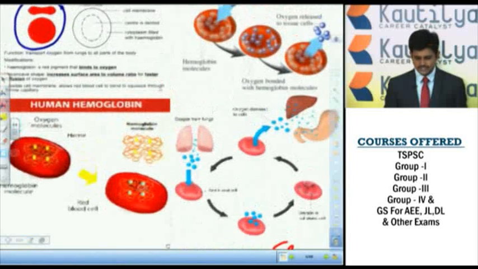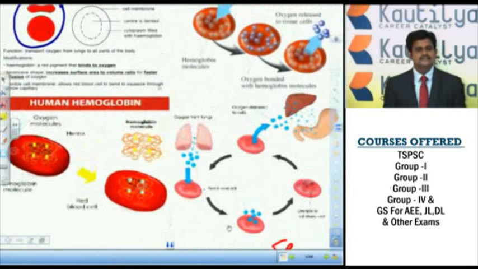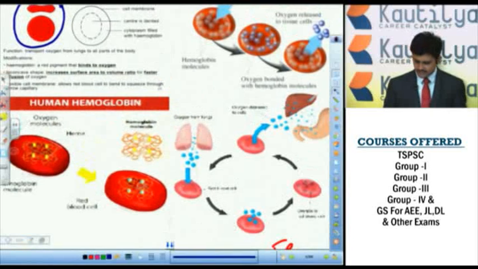After 120 days, what will happen? As I told you, RBC is produced in the bone marrow, and after the completion of 120 days, the RBC will be destroyed in the spleen or liver.